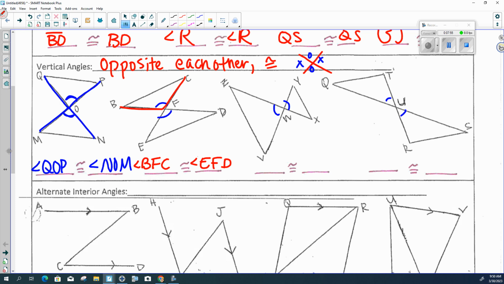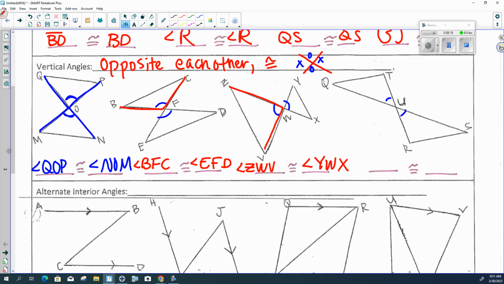All right, let's look at the next one. You're set. Will you give me the congruent statements for these vertical angles? V, yes.